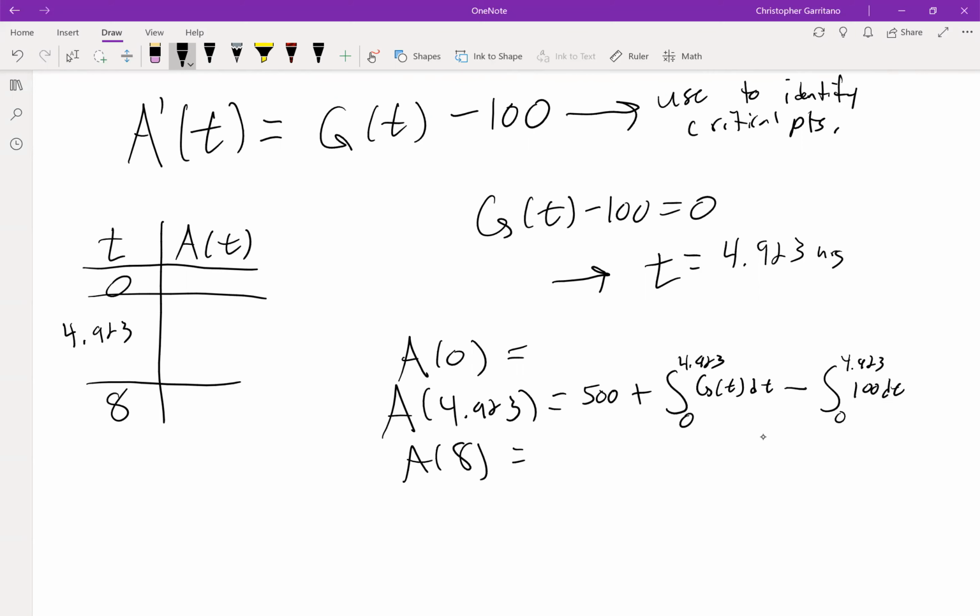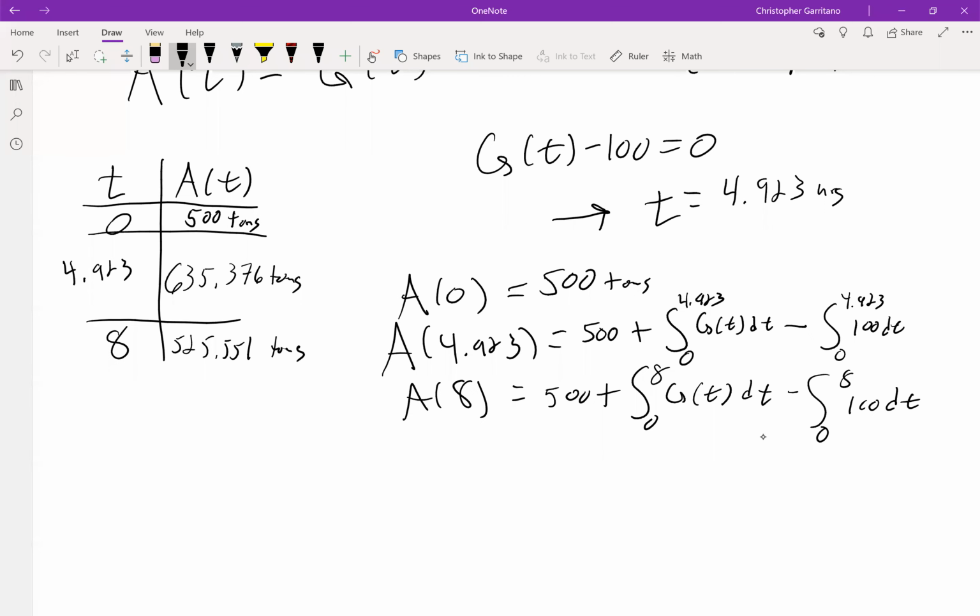So this is what I'm going to plug into my calculator to get A of 4.923. And I'll do something similar for A of 8. A of 0, of course, as we know, is 500 tons, so we can start out right away and write that in. All right, give me a moment and I will do the other calculations.